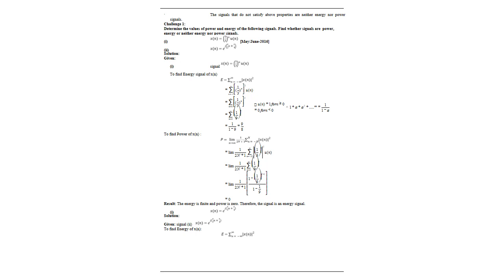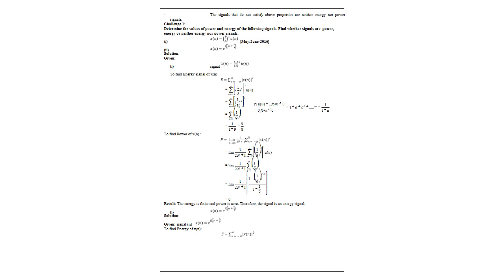The sum of a^n from 0 to infinity is equal to 1 by 1 minus a. So here we have a equal to 1 by 9, and we write this using the 1 by 1 minus a formula. So that is 1 by 1 minus 1/9, that is 9 by 8. Next is to find the power.